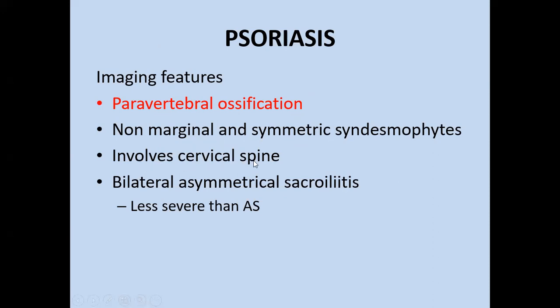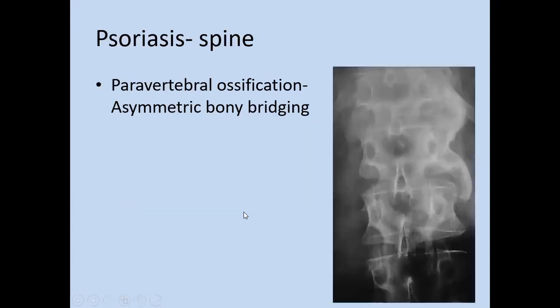With psoriasis, there is more predilection for cervical spine involvement. Remember, when we talked about ankylosing spondylitis, we said the disease would involve the thoracolumbar spine, then lumbosacral spine, and the last part to be involved is the cervical spine. However, in psoriasis, the first part to be involved is the cervical spine. So it's completely the opposite direction of ankylosing spondylitis. And also we see bilateral asymmetric sacroiliitis, and involvement of the sacroiliac joints is less severe than ankylosing spondylitis.